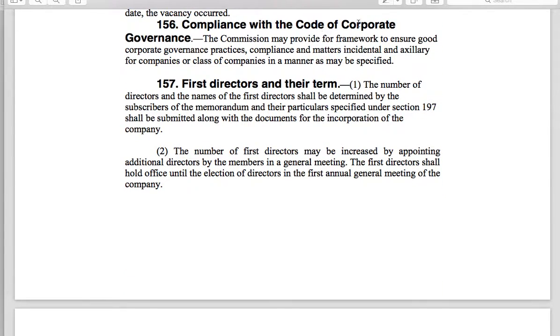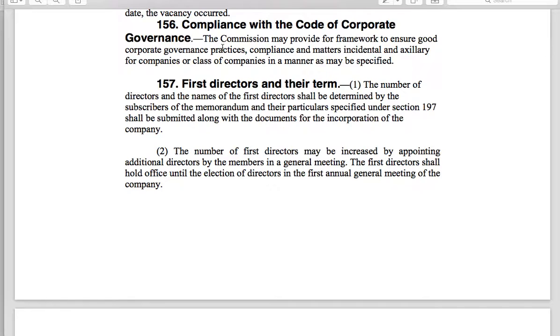This is very important. Code of corporate governance means the decisions the directors make have to be such that they benefit the shareholders as well as other stakeholders. So the directors just can't make decisions which will benefit them and keep the shareholders at a disadvantage.